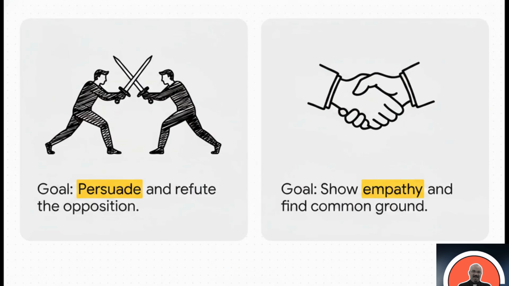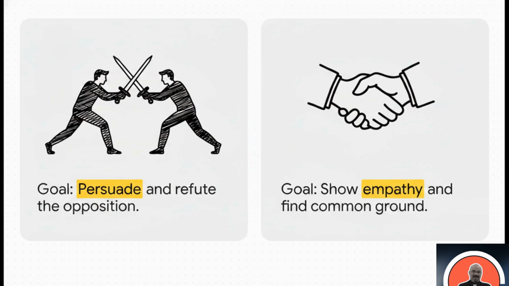So, once you have your logic locked in, how do you actually deliver it? Let's contrast two very distinct architectural styles for your argument. On the one side, we have the classical Aristotelian argument. The goal here is pretty combative, traditionally speaking. You present your case, address the opposition, and then just comprehensively refute them to persuade your audience.